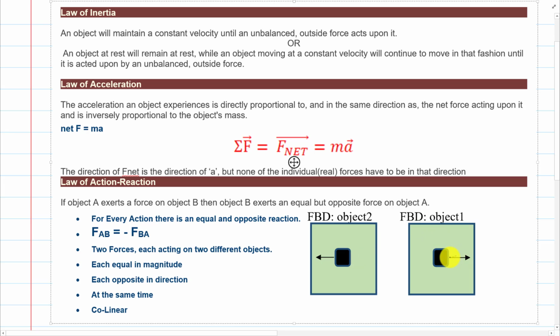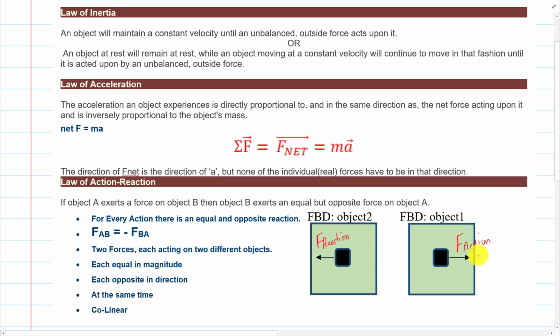And when object 2 pushes on object 1, and this is going to be the applied force, then there's going to be an opposite force, the reaction force. And this will be the action. They're equal, they're opposite in direction, they're on two different objects. So they're equal in size, opposite in direction. There are two forces here acting on the two different objects.